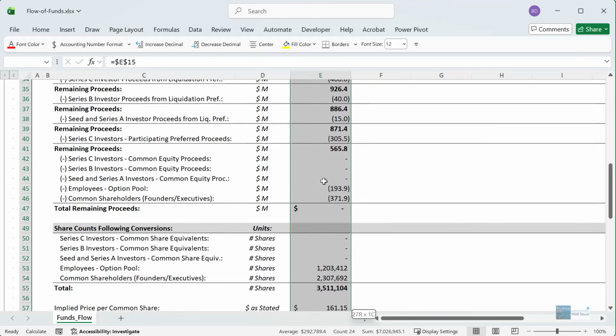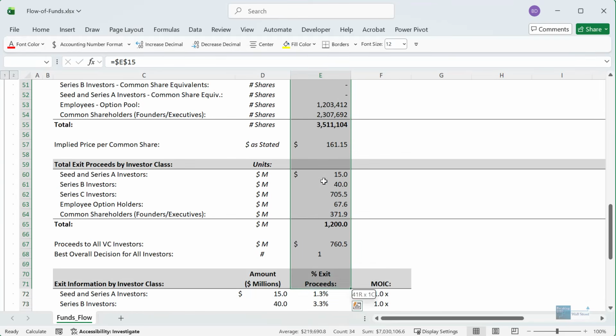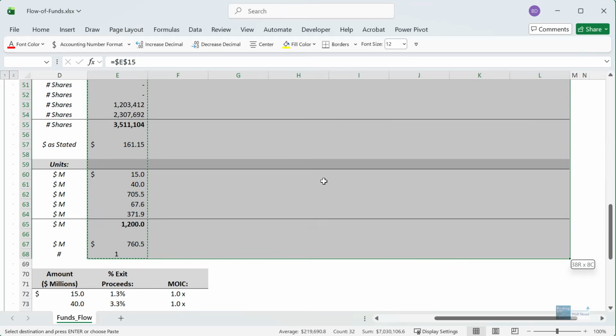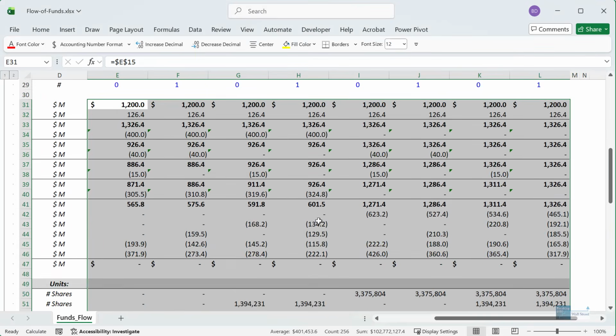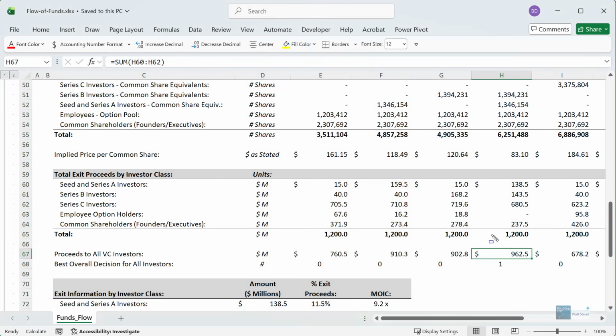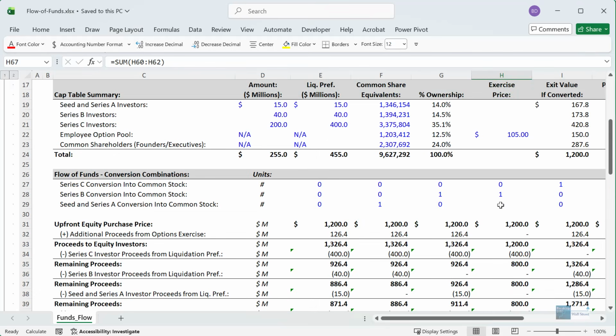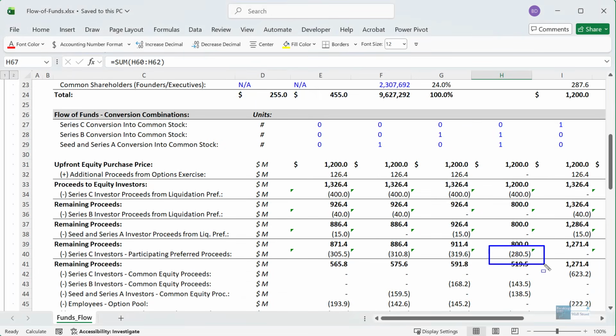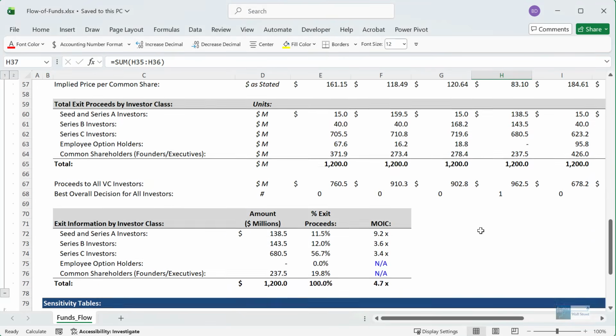But if I go in now and copy and paste this around, we'll get the actual best decision. So I've just pasted this around. And since in column 4, the proceeds to the VC investors are close to $1 billion, this is therefore the best decision. The Series C investors should stay in preferred, get their liquidation preference, and then also get their participating preferred down here. But then the Series B investors and the seed and Series A investors should both convert into common shares in this case. And so we have that.